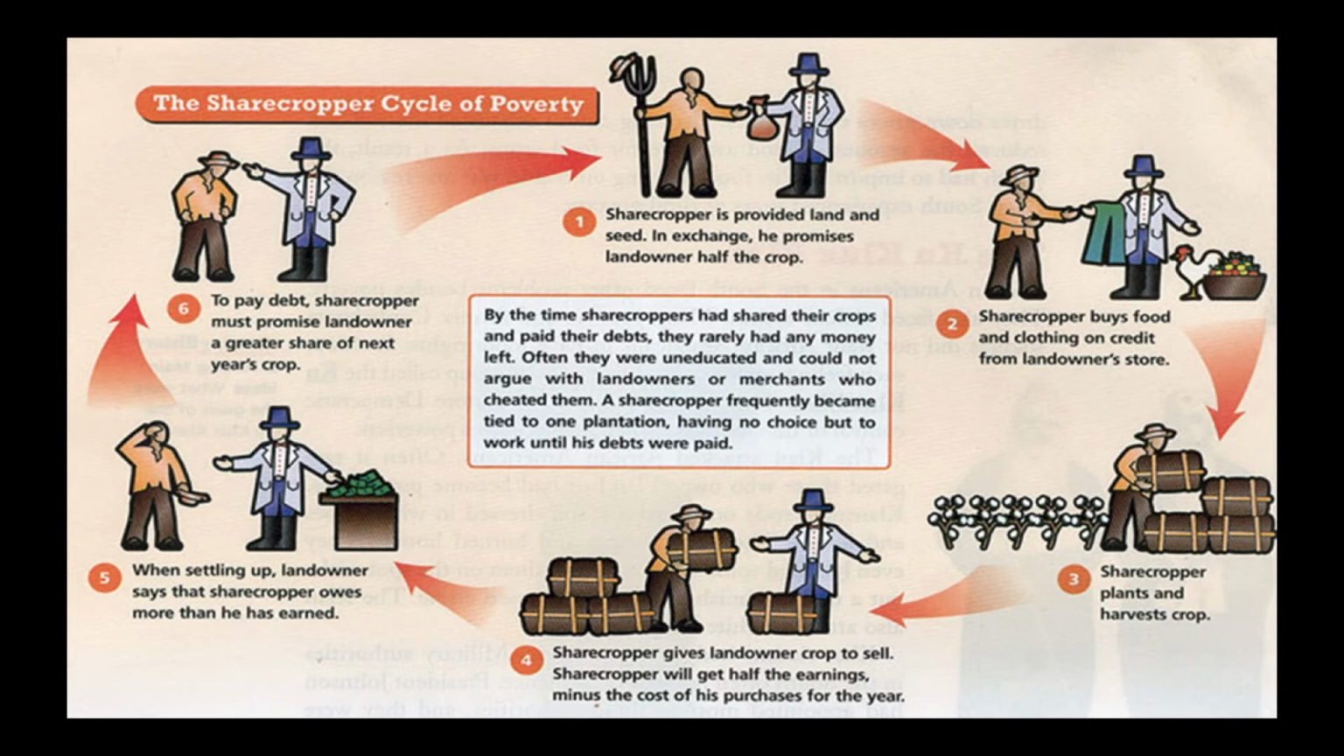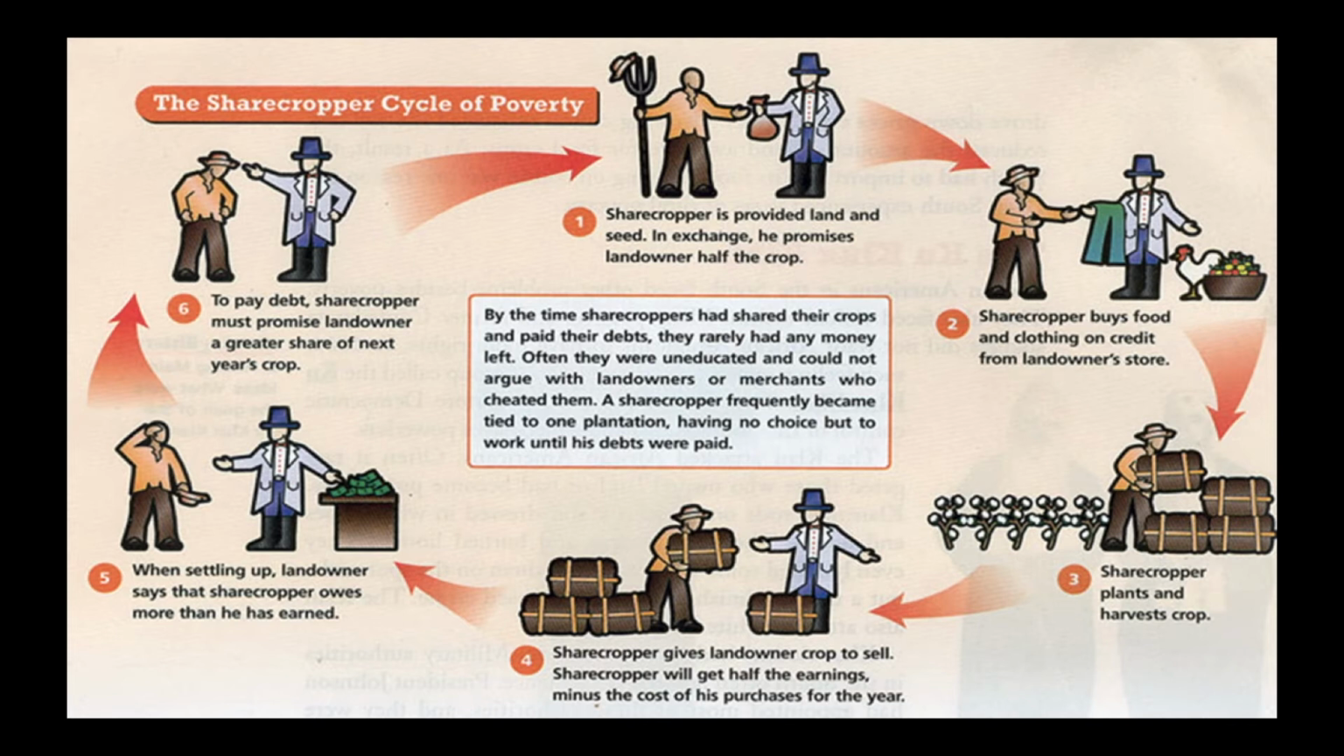All right, here we go. Sharecropper plants and harvests the crop. Like I said, does all the work. Sharecropper gives landowner crops to sell. Sharecropper will get half the earnings minus the cost of his purchases for the year. When it's time to settle up, the sharecropper owes more than he's earned. Okay, did he actually? No, probably not.